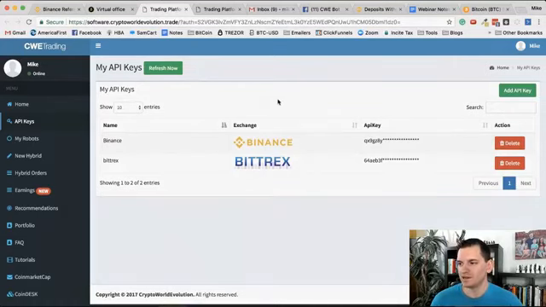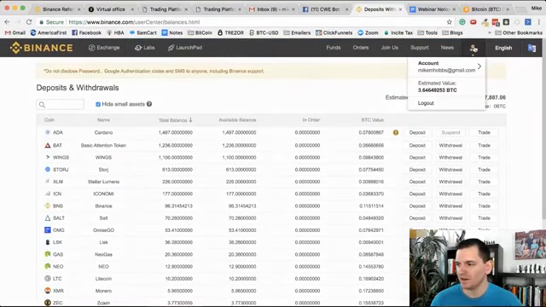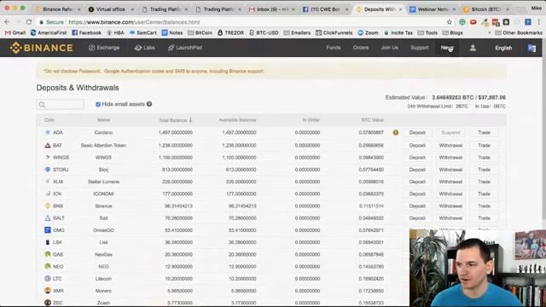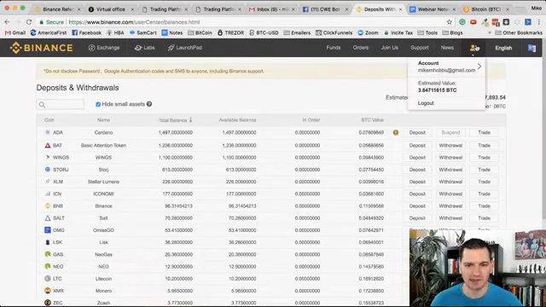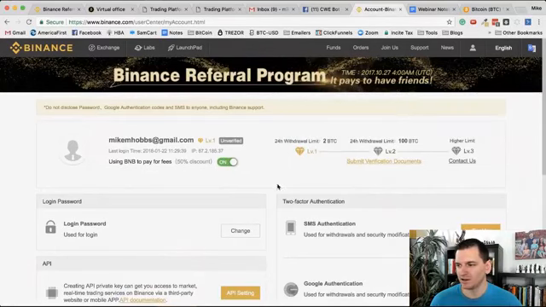But here's how you set it up. So what you do is you go over to your Binance account and there's a little guy over here on the right side of news. Do you guys see that? This little silhouette dude. Hover over your name or your email where it says account and then just click on that. And it's going to take you to this area.